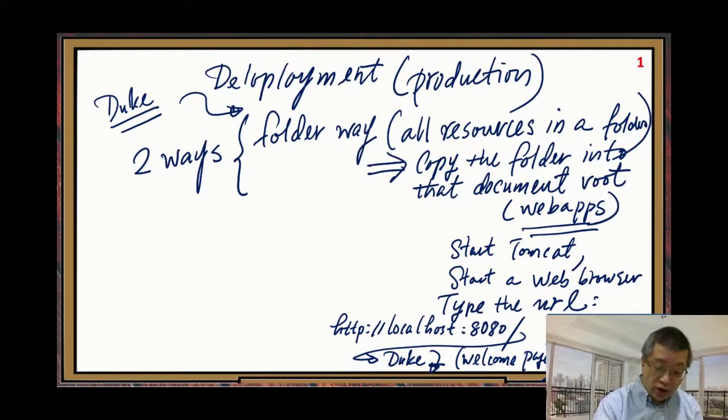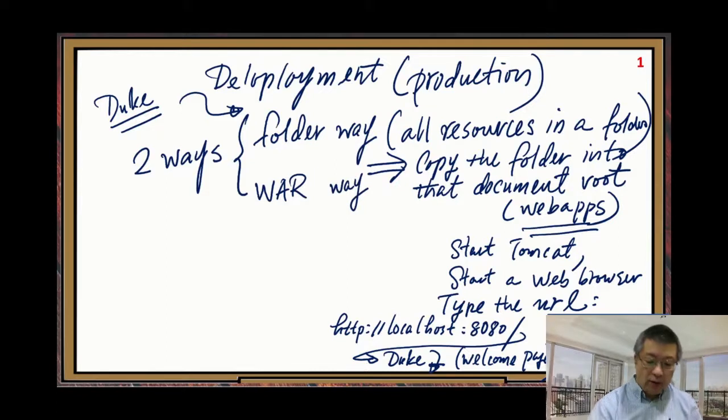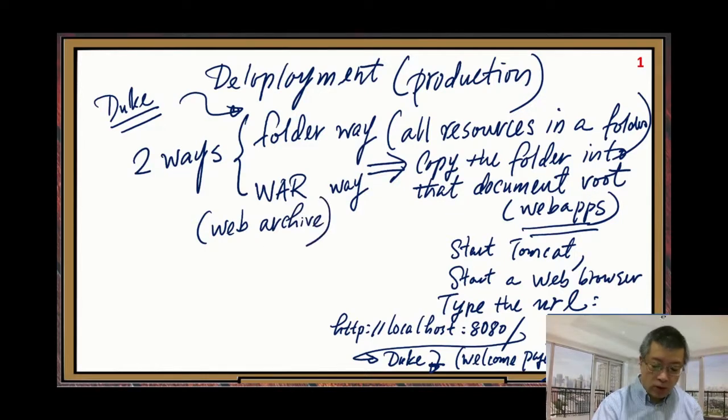The second way is called the WAR way, W-A-R. What's the meaning of W-A-R? You can guess the meaning. W refers to web. AR refers to archive. So it is a web archive file. WAR is a file type, an archive file.